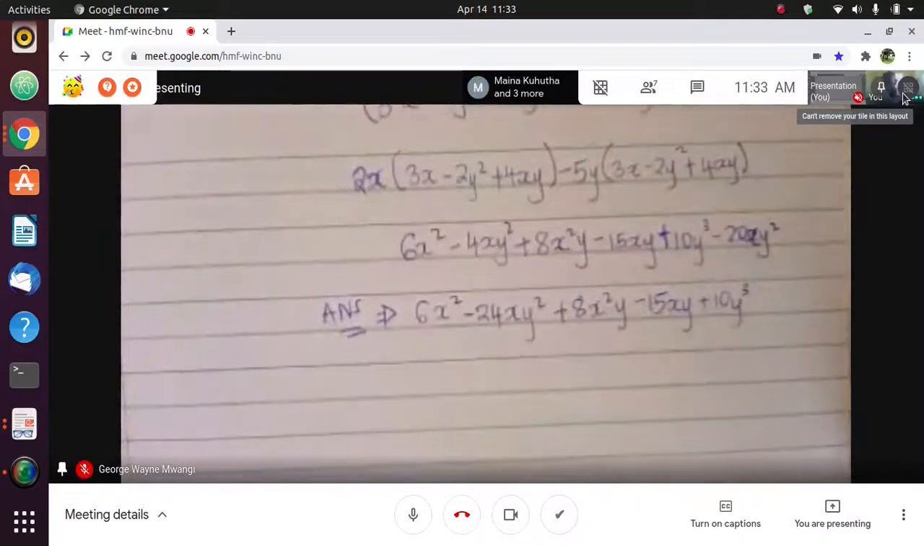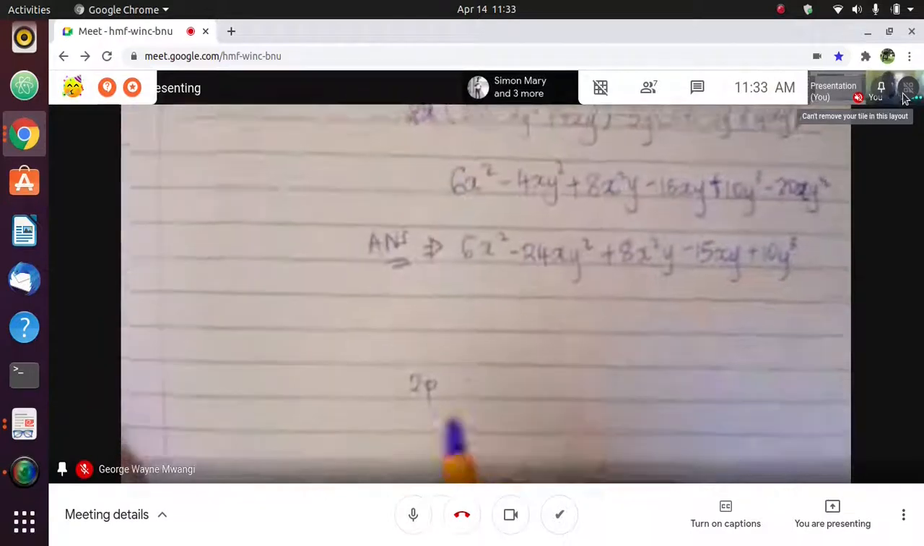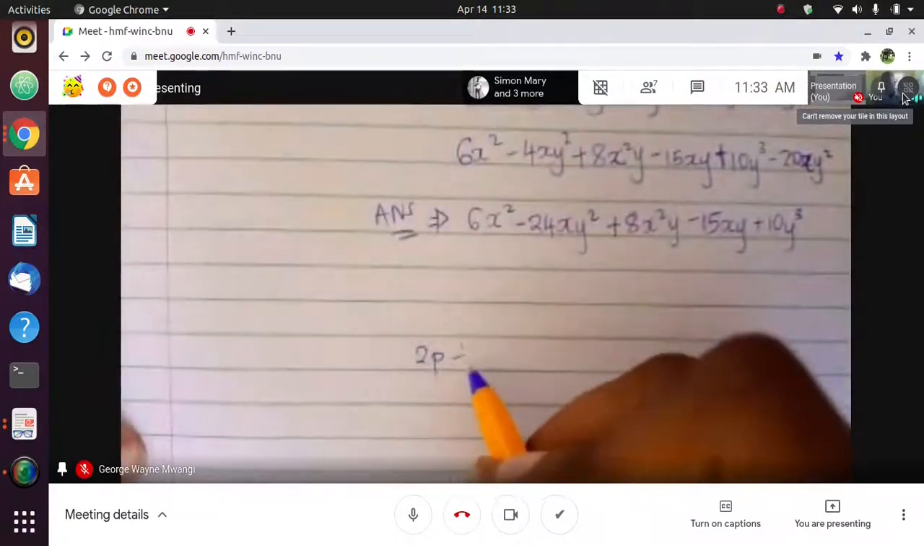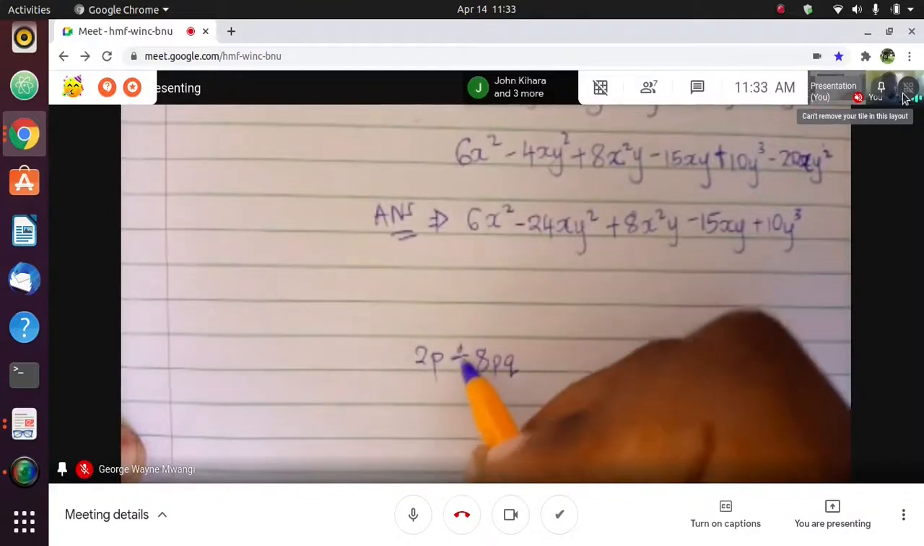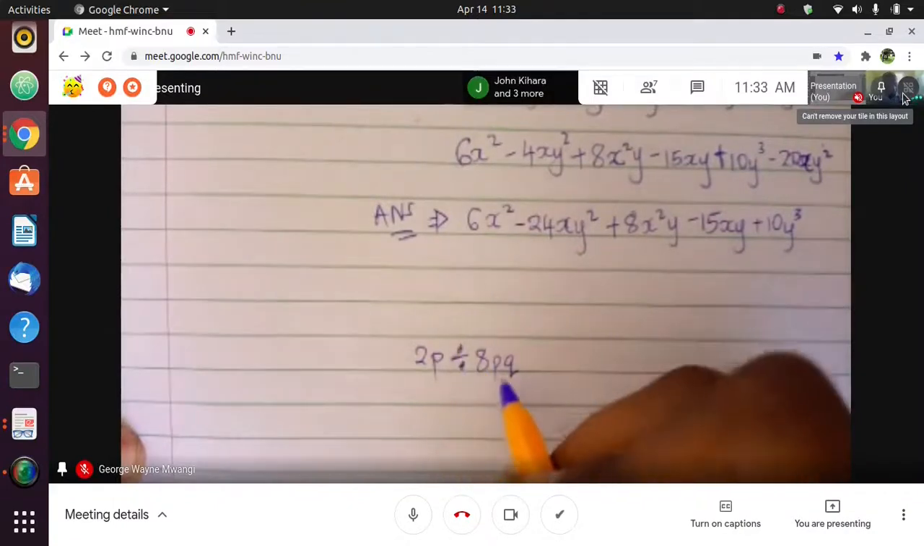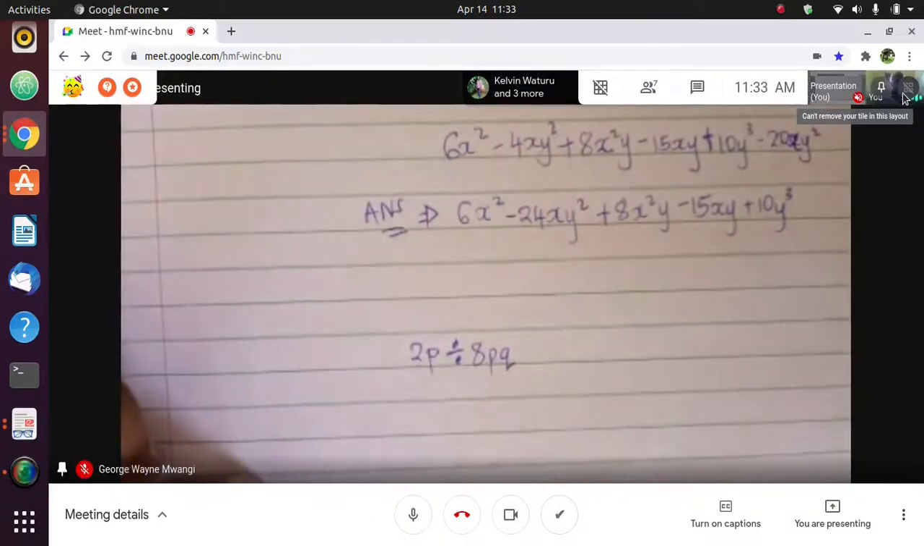Now, let us try this example here. 2p divided by 8pq. We are just applying basic mathematical knowledge in algebraic expressions. 2p divided by 8pq.